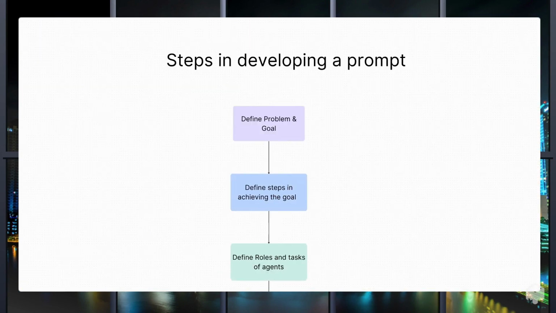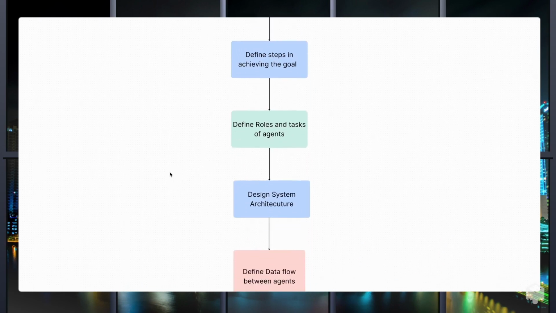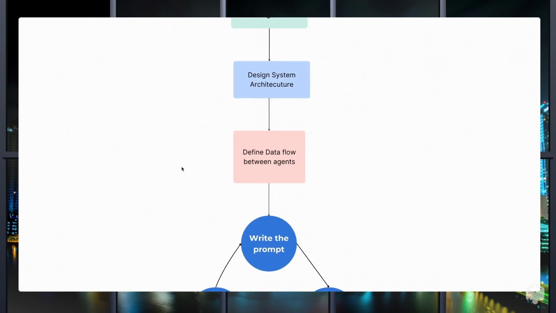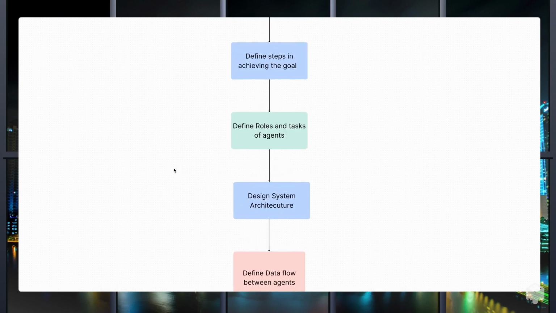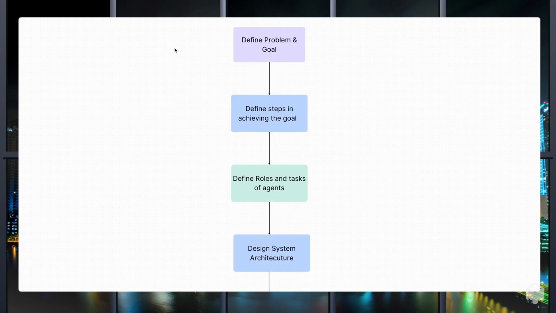Let's get started. Now, before we start writing our prompts, these are the steps I usually go through in developing a prompt. And as you can see, I'm not saying writing a prompt, I'm saying developing a prompt, because writing is just one part in the development process of the prompt. So the first thing I would do is define the problem that I'm trying to solve and the goal I want my agent to achieve. Now I'll show you how I define this for my Tender Finder AI agent.